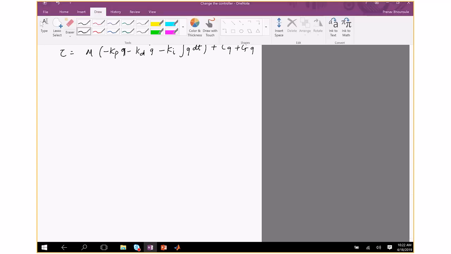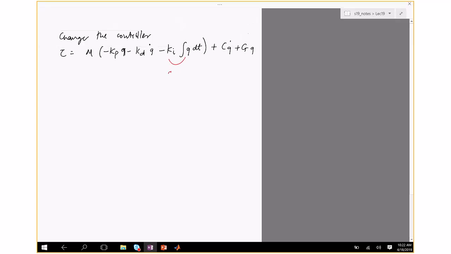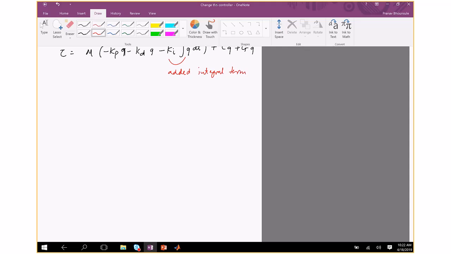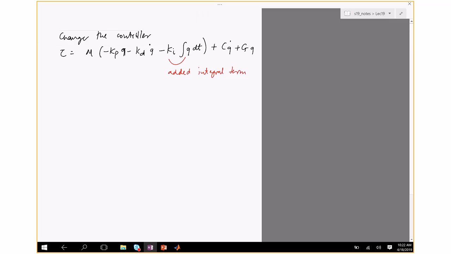So what I've done here is added an integral term. Okay, now with the integral term, let's put this in the system equation.